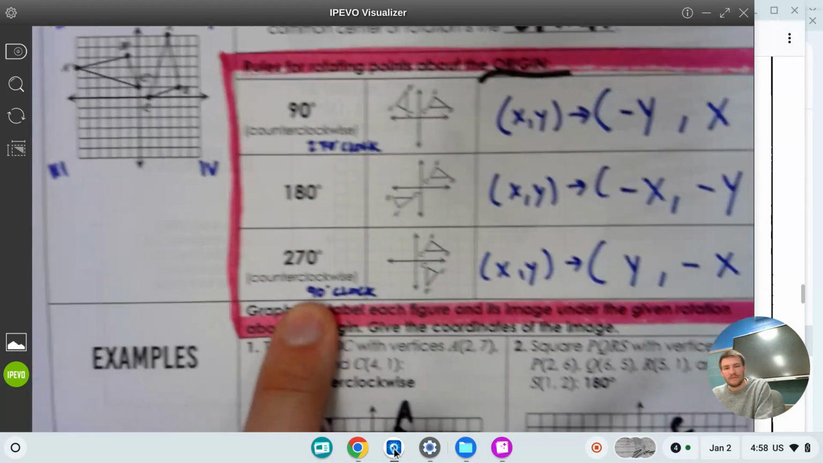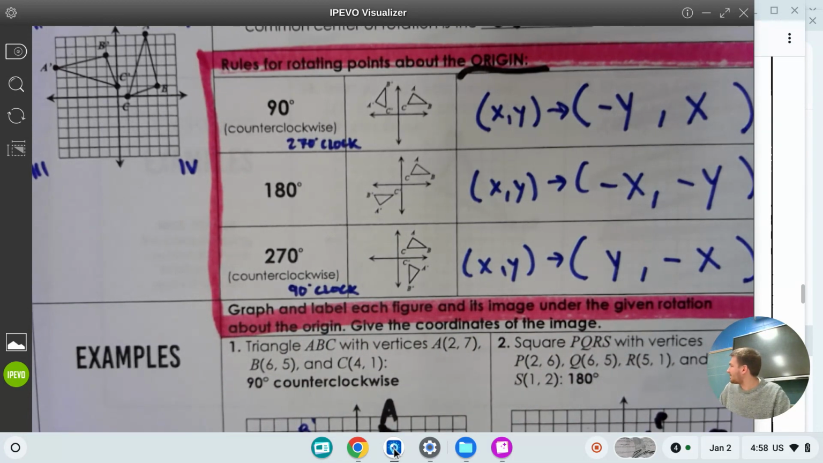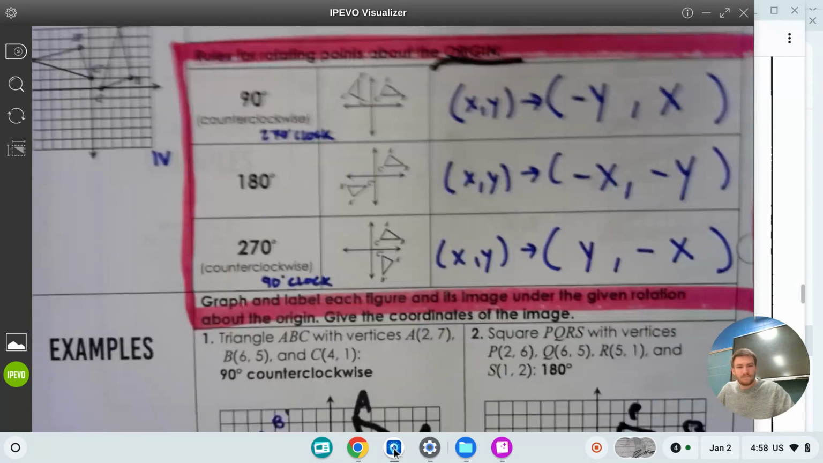Use the 270 rule. So, I'm going to go ahead. Give me 1 second. What's going on, sir? How are you? More than welcome to plug it in, of course.